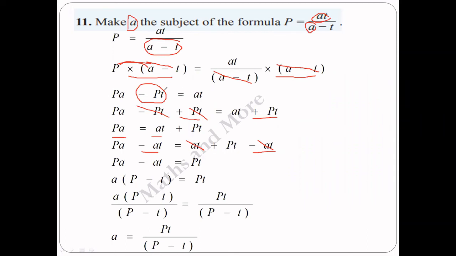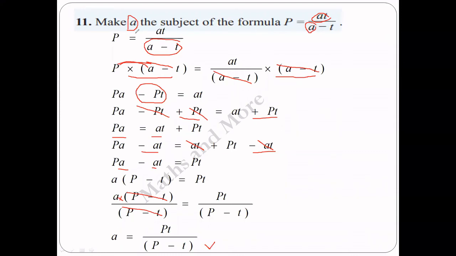I told you if the subject is in two places, the common factor method has to be used. A is common, so take A out of the bracket: A into P minus T equals PT. Now A should be the subject, so divide both sides by this bracket. There is a multiplication, and the inverse is division. So this P minus T cancels out with this P minus T. A remains in this side, and on the other side PT over P minus T remains. So A is in one side.